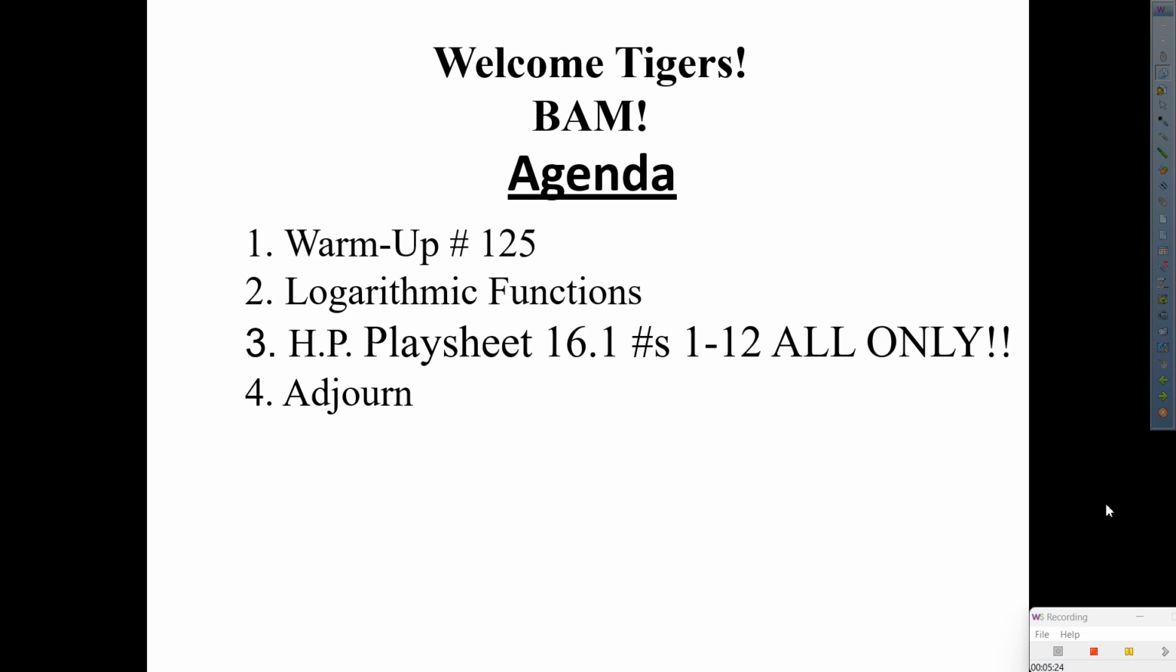And by the way, from the warm-up, the unit circle, if you notice on your study guide, that's problem number 31 on the study guide. Second to last problem.